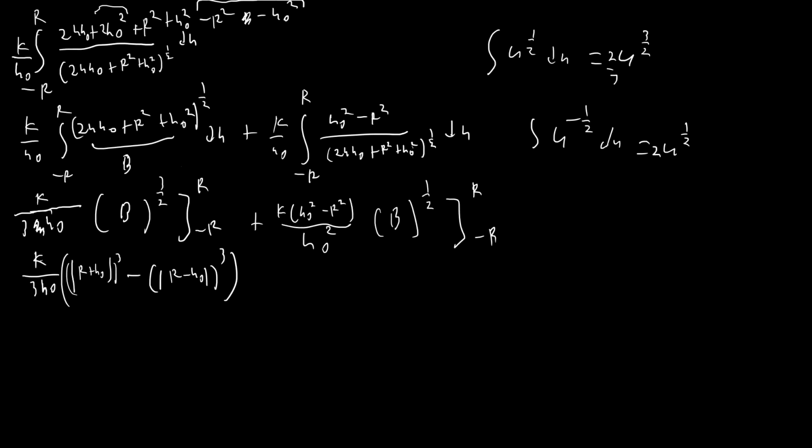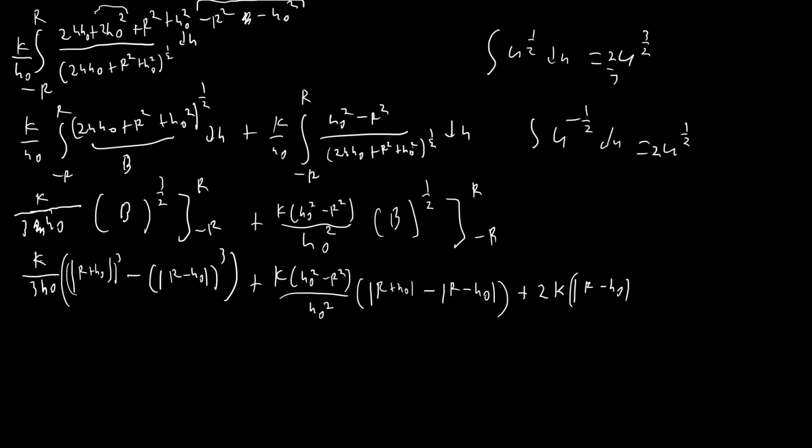And then for the second integral, we're going to have the same thing, except it's just not cubed anymore. So we're going to end up with plus k h0 squared minus r squared over h0 squared. All right, and so we're going to end up with this. I believe the bit that came from the absolute value integral was 2k times the absolute value of r minus h0 minus the absolute value of r plus h0. So overall, this should be our answer, I believe. I'm trying to see if I'm missing anything here.